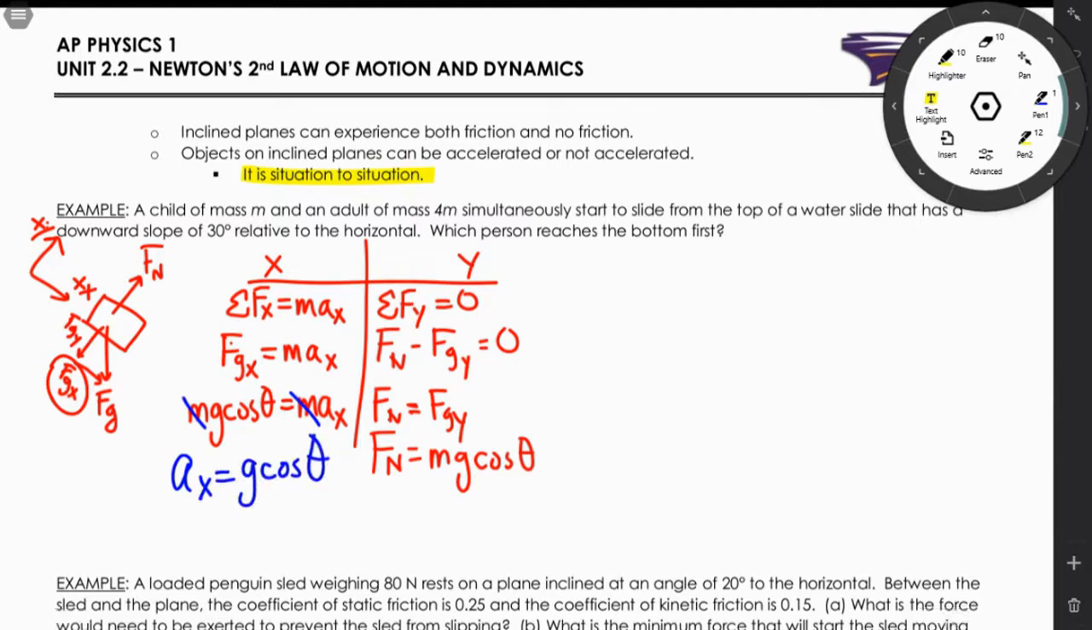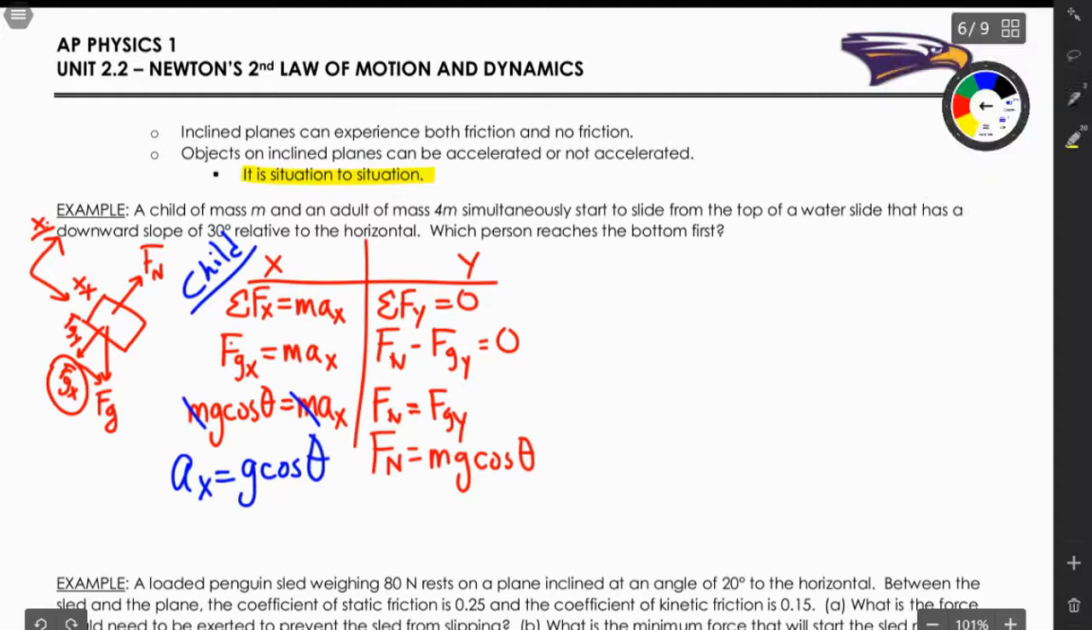Now let's go over and do, so this is for the child. I feel like I'm talking about the Mandalorian, right? The child. We all know the child as Baby Yoda.